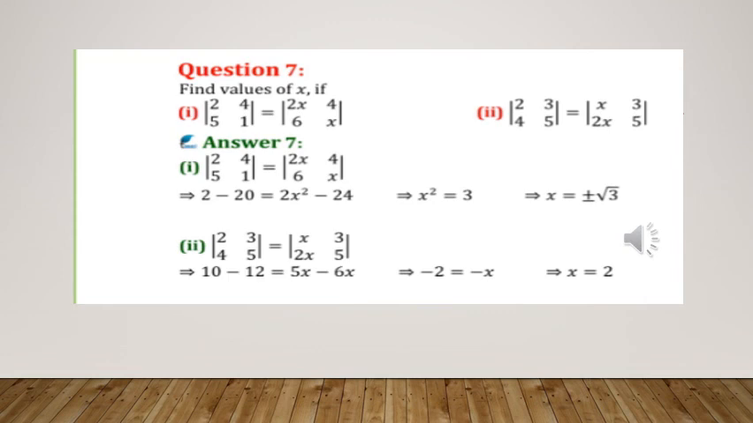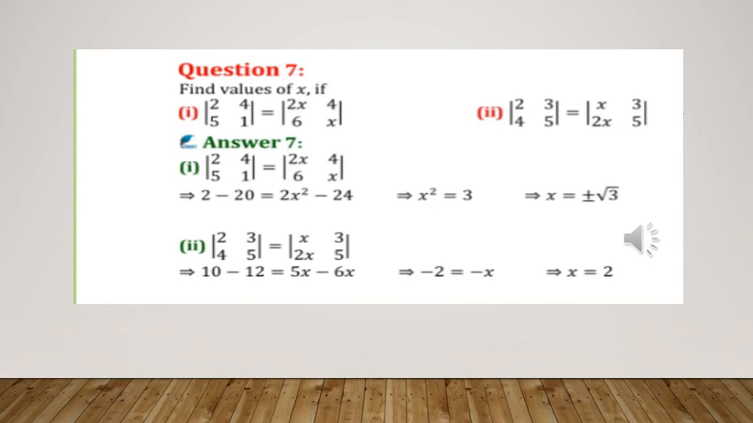Now question number 7. Find the value of x if determinant 2, 4, 5, 1 equals determinant 2x, 4, 6, x. Again the same concept. Values of x means solving only. So left hand side determinant, let us expand it. 2 into 1, 2, minus 20 is equal to 2x square minus 6 into 4, 24. Then through simplification we get x is plus minus root 3.